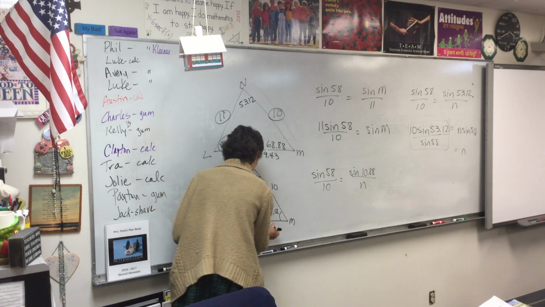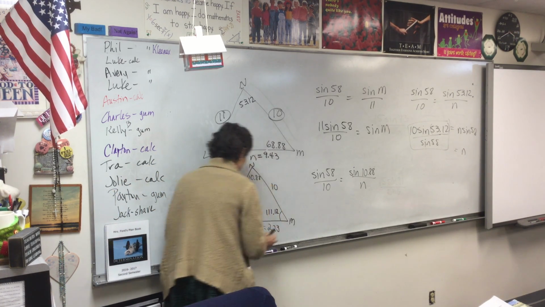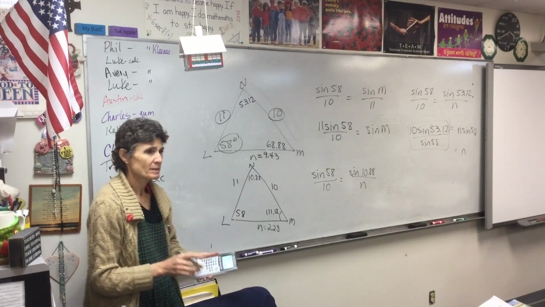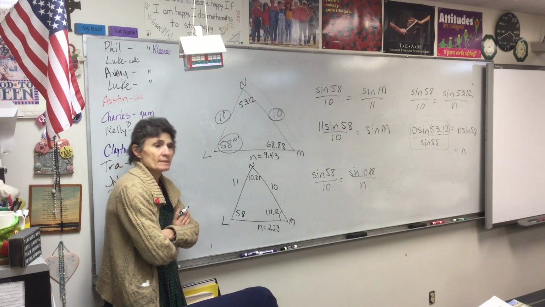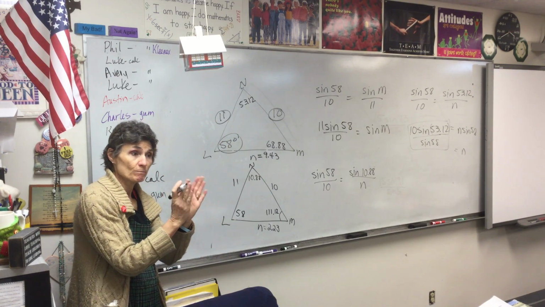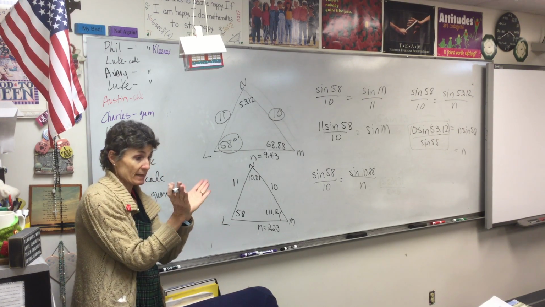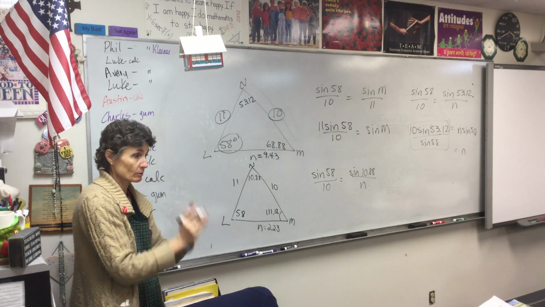I got 2.23. Boy, that's a small number. Does it make sense that that would be a small number? Yeah, because the angle's small. Yeah, it's called the hinge theorem from geometry, right? Got a big angle, then have a big side. Got a little angle, then have a little side.